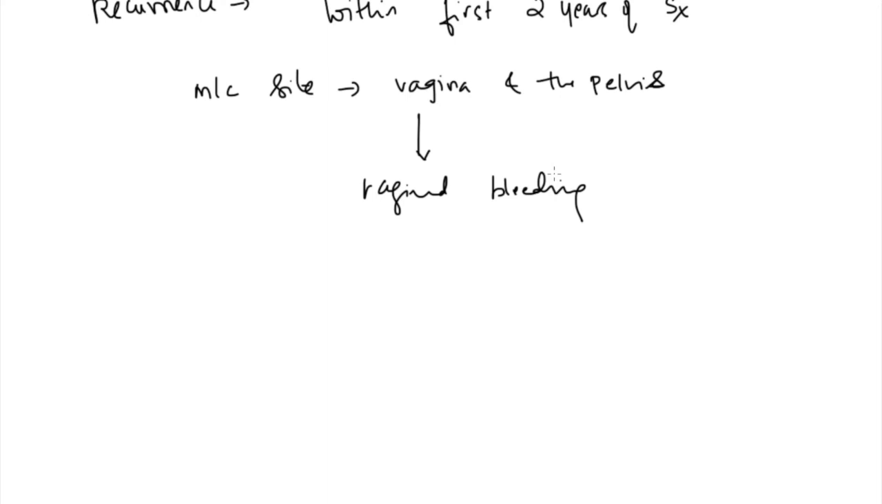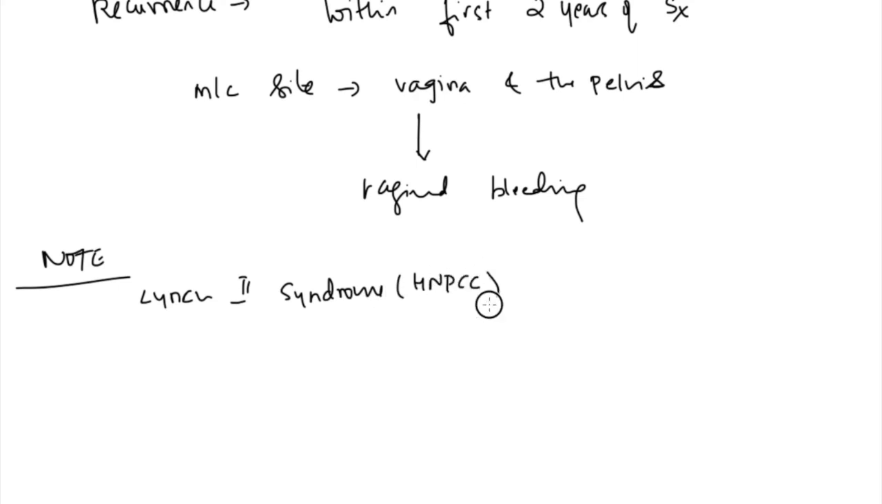And some things that I might have forgotten, I would like to try to mention here. There is something called Lynch 2 syndrome, which is basically another name for HNPCC. So it is associated with colon cancer, endometrial cancer, even ovarian cancers. So that is another risk factor, actually, familial. Familial factor in the development of endometrial carcinoma.